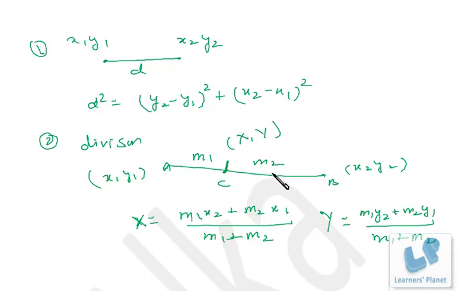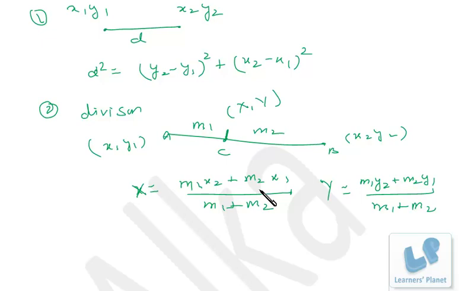If m1 is equal to m2, that means C is exactly at the center of this line, then m1 is equal to m2. In that case, x is equal to x1 plus x2 by 2, right? In that case, m1 will be equal to m2, so they will be cancelled, and finally you are left with x1 plus x2 by 2. So the coordinates of the center are x1 plus x2 by 2 and y1 plus y2 by 2, right?